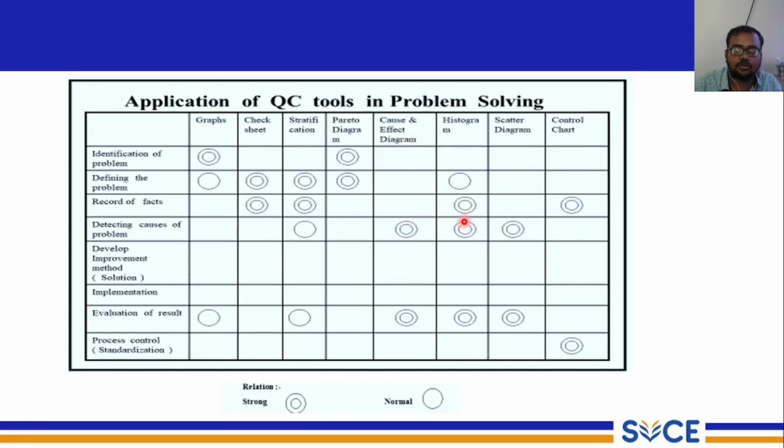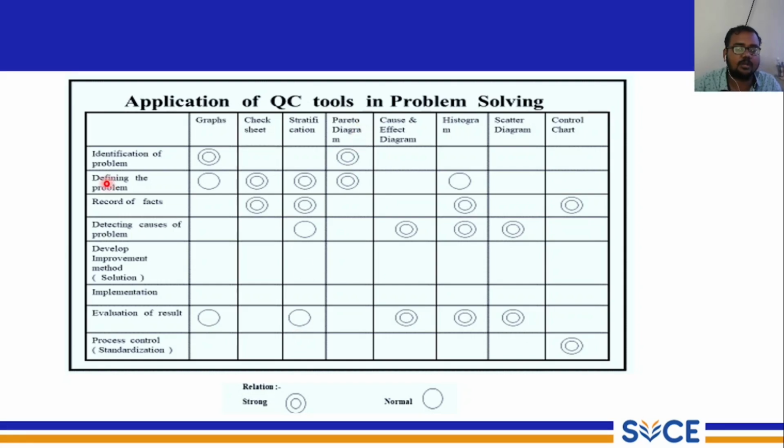Of course, the histogram will provide you the actual variations and how far the mean value or center value is behaving. And the scatter diagram helps you analyze the data, how the values are closely related to each other, right? So you could see the various applications of QC tools here, depending upon the type of problem solving. For evaluation of results, the cause and effect diagram, histogram, and scatter diagram seem to be the more correlated ones, whereas graphs and stratification have been seen to have lesser correlation.